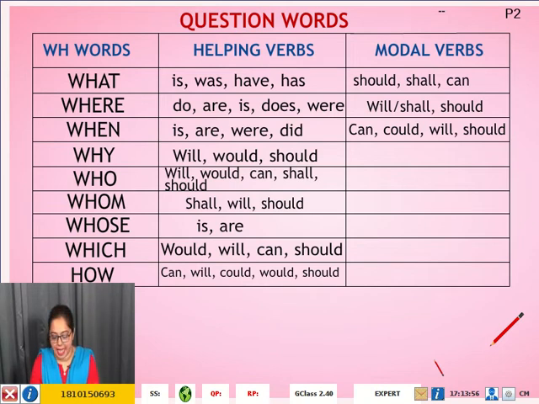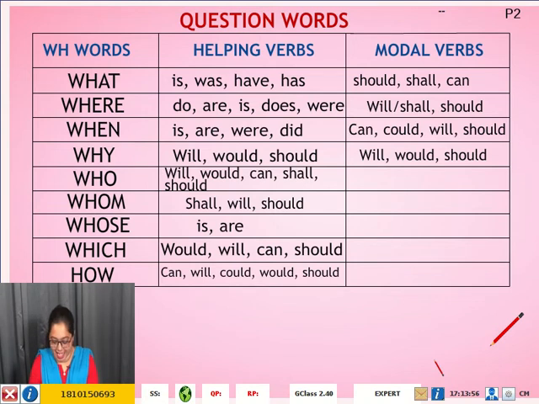Okay. The next one, have a look. The next WH word is why. So with why, what kind of modal verbs are we using? We are using will, would, and should. So why will you do this work? This is one more example I can use with the WH word why and the modal verbs. Okay. I hope till here your concept is clear.